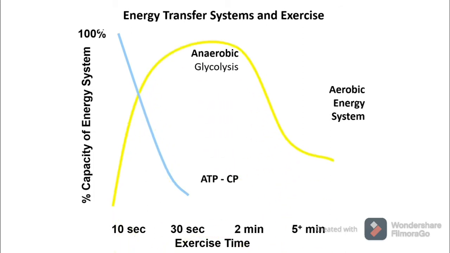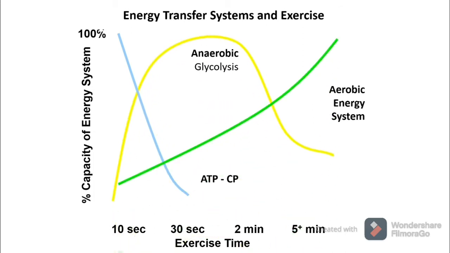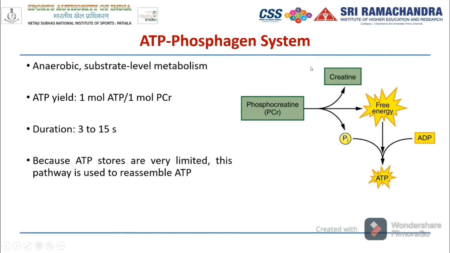So we are looking at the duration for which these systems last, as I told you. The system which is said to decay very fast, to fatigue faster, is the ATP phosphagen system, followed by anaerobic glycolysis, which can give us energy up to 5 minutes, and the aerobic system, which can give us a continuous source of energy.